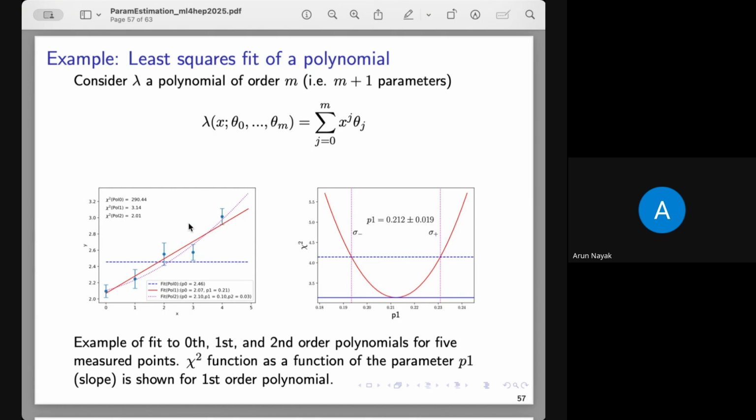Okay, so the number of degrees of freedom that you get in your fit is the number of data points minus the number of parameters. That means the number of degrees of freedom for a straight line fit in this case would be 3, and the number of degrees of freedom for the second order polynomial would be 2. Okay.